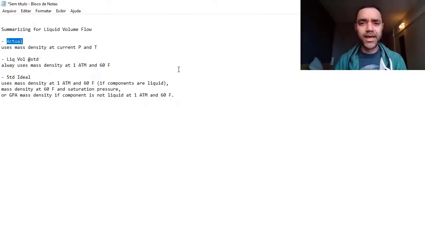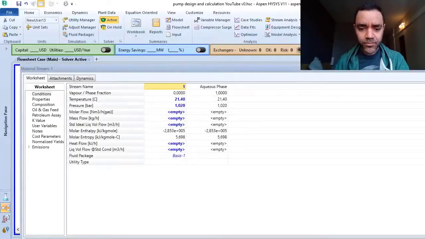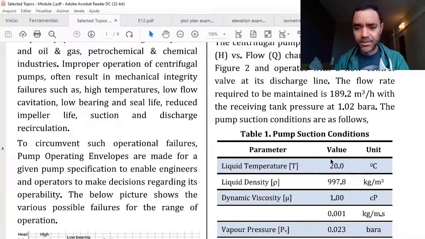So what is the actual liquid volume flow? The calculation related to the flow is based on the mass density at the current pressure and temperature. So if my process is at 20 Celsius degrees, in our case 21.4, and it is 1.02 bar, Aspen Hysys will get that information related to mass density and will calculate the volume.